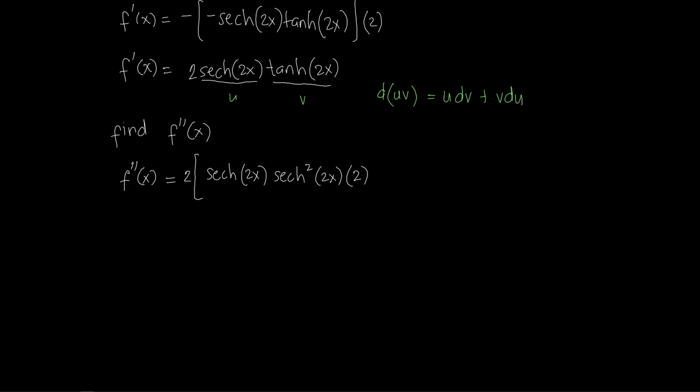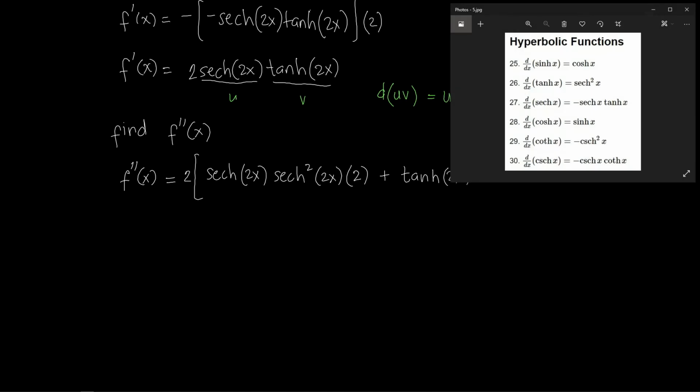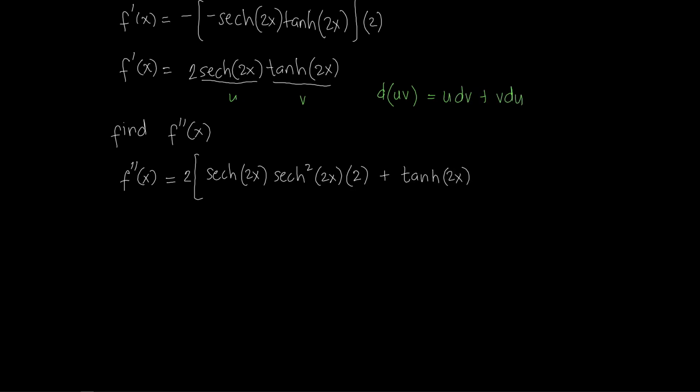Okay, next. We have plus this one times the derivative of that. So what is the derivative of second hyperbolic? It is negative second hyperbolic of x tangent hyperbolic of x. Right? So you have negative second hyperbolic of 2x, since the x is 2x here, multiplied by tangent hyperbolic of 2x. But via chain rule, we multiply by 2.